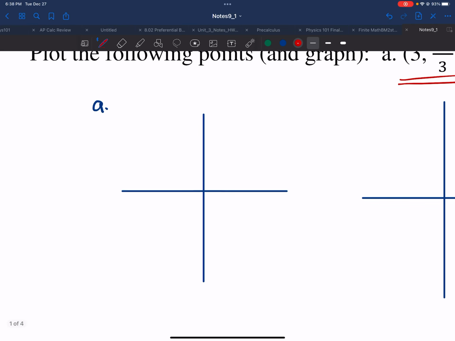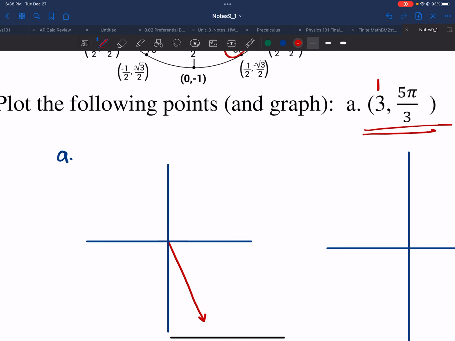So I'm going to go ahead and draw a ray that is about 30 degrees east of 270. And then my value here is 3. So I'm going to mark 1, 2, 3 units. That's where I'm going to put my dot, and that would be 3 comma 5 pi over 3. So that's A.